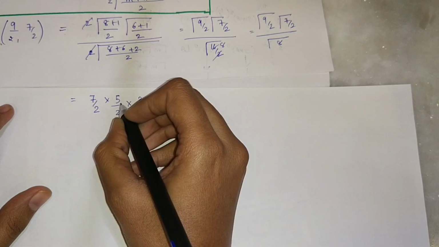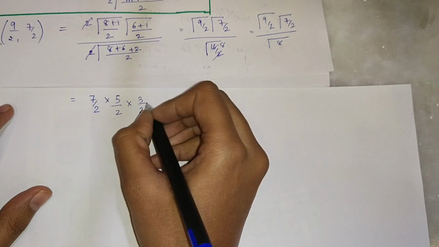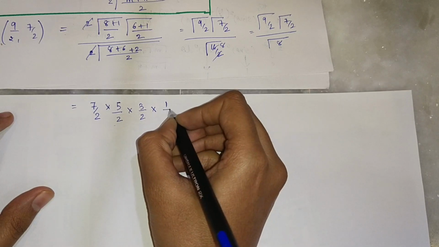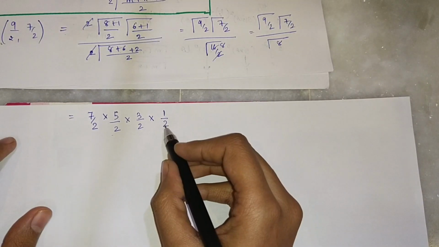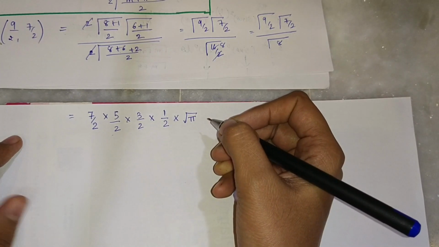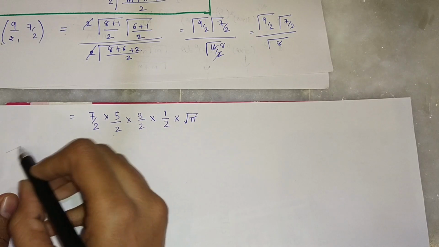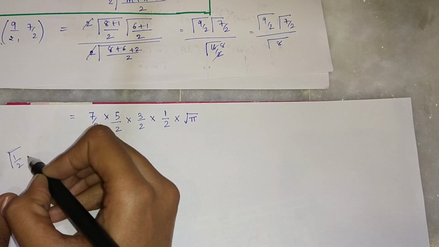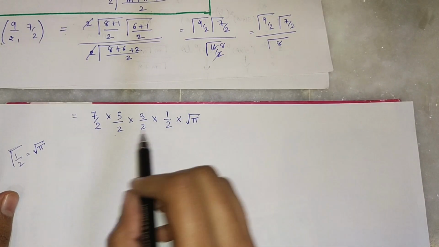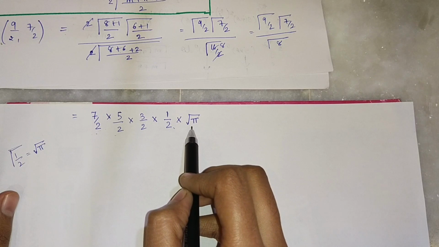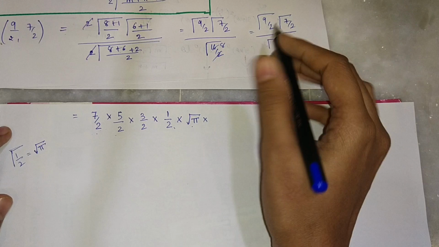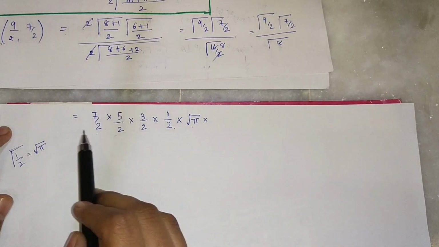You have to subtract 1 and you have to multiply each term. Again 3 by 2 minus 1 is equal to 1 by 2, and after 1 by 2 you have to write under root pi, because we have just proved that gamma 1 by 2 is equivalent to under root pi. So after you reach 1 by 2 you have to write under root pi. So the 9 by 2 solution is over.